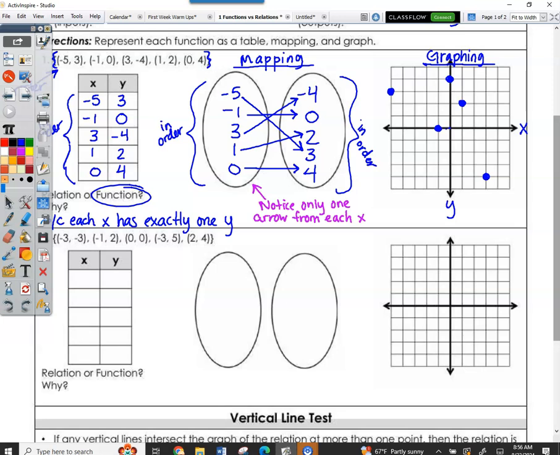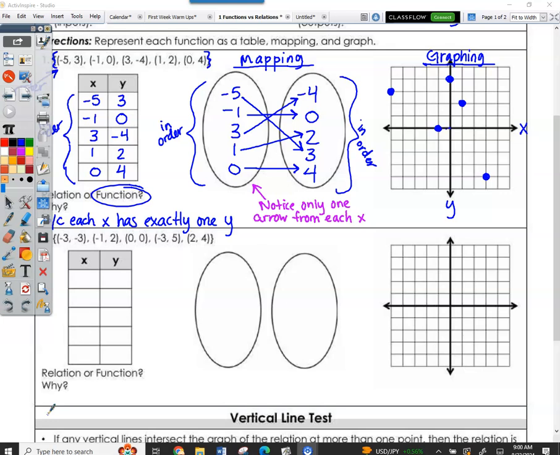All right, you try number 2. You're plotting it in the chart, in the table, in the mapping, and then on the graph. So everybody try. Did you notice that you wrote -3 possibly twice, or you drew 2 arrows coming out of -3? Did you see that? So that's something different, which is your clue that obviously something is going on here. So let's look at it.